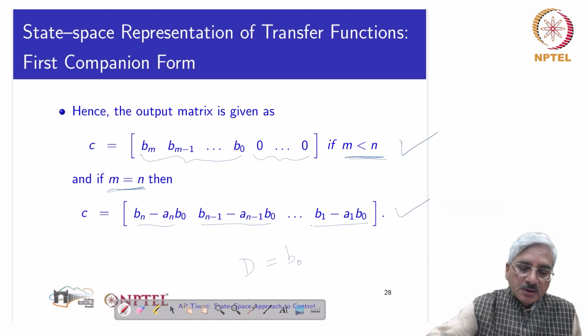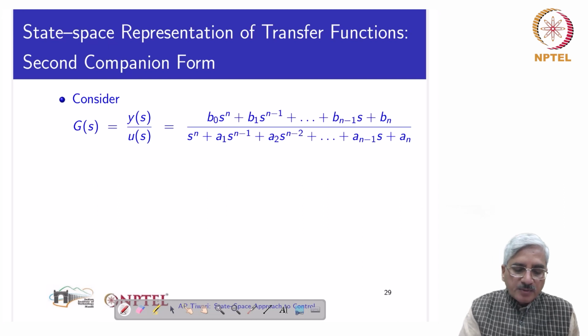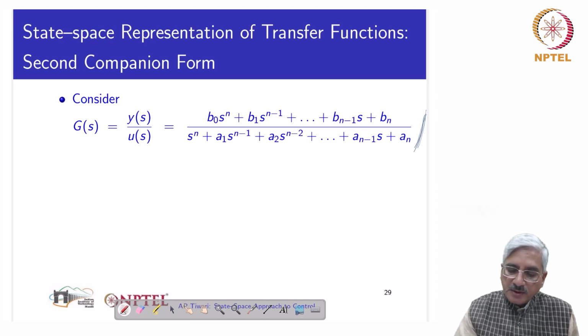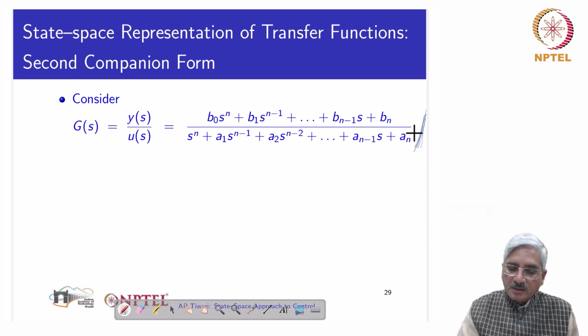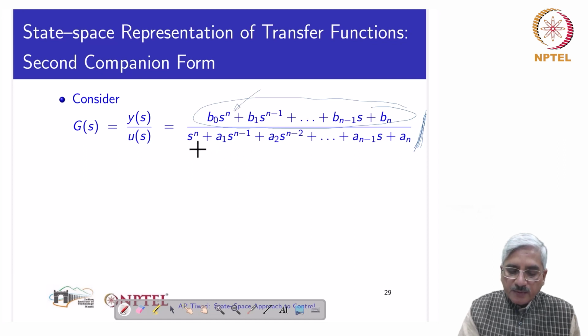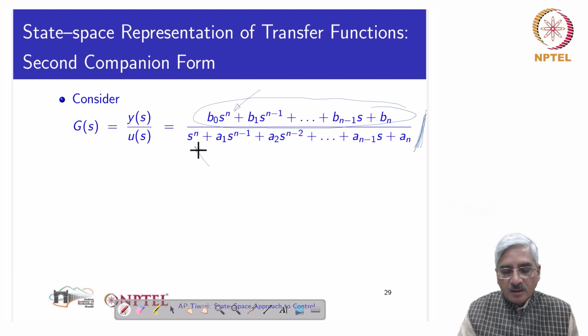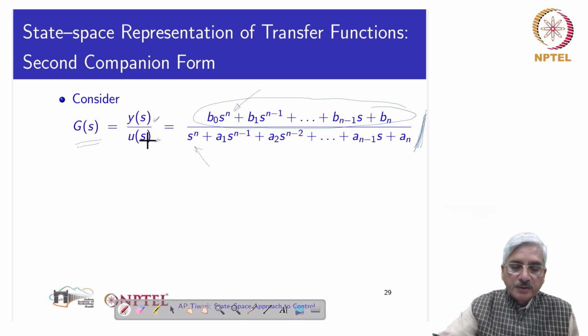Now we come to the second companion form representation of the system, and as before, the transfer function G(s) is given as a ratio of two polynomials, and at the beginning itself we assume that the numerator polynomial is of degree n here, and the denominator polynomial as before is of degree n. So this is an nth order system represented by the transfer function G(s), the ratio of the Laplace transform of y to the Laplace transform of u.